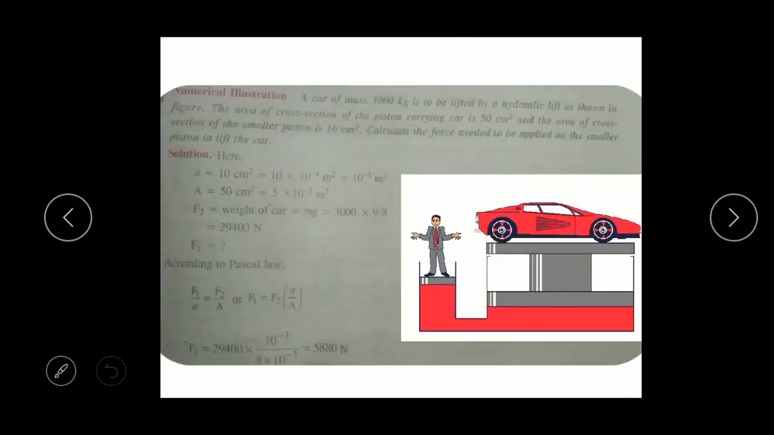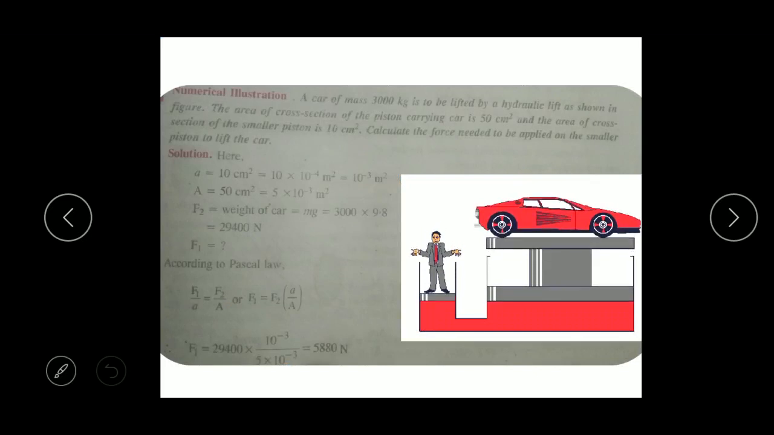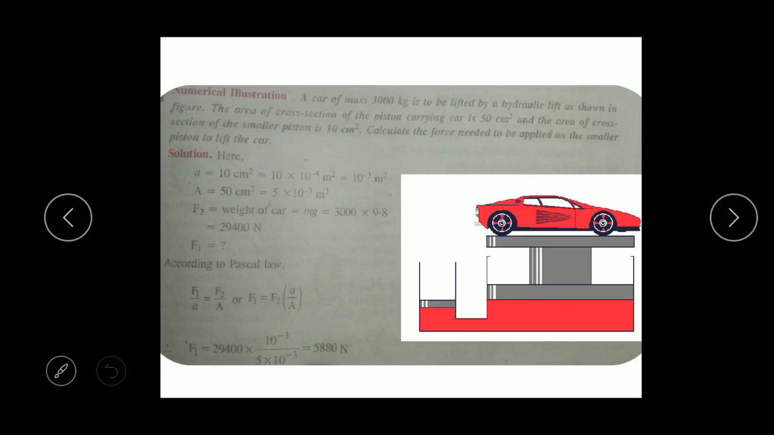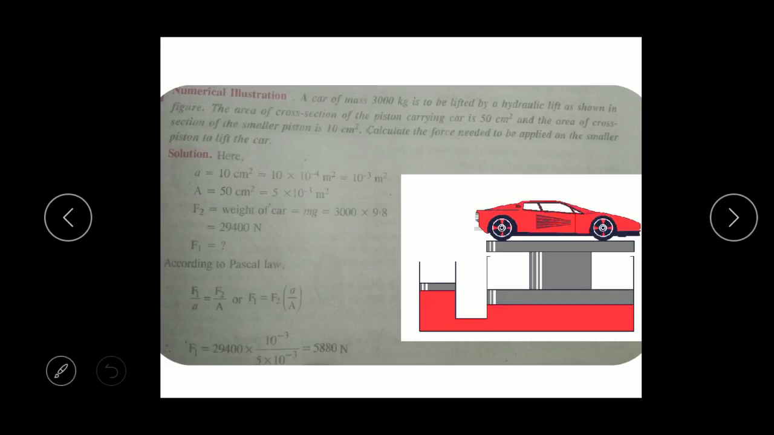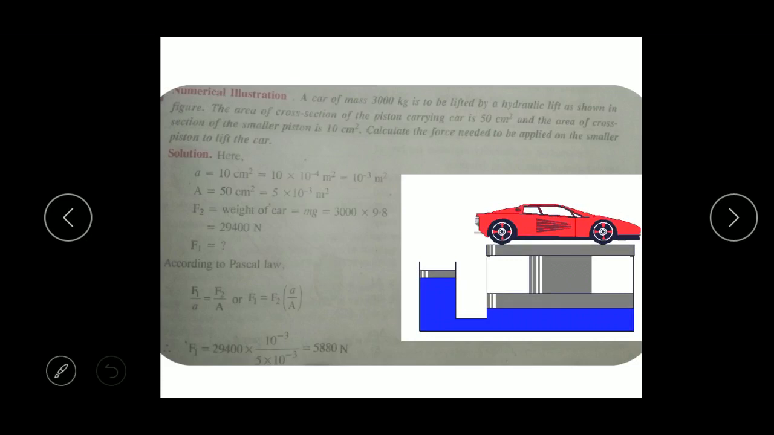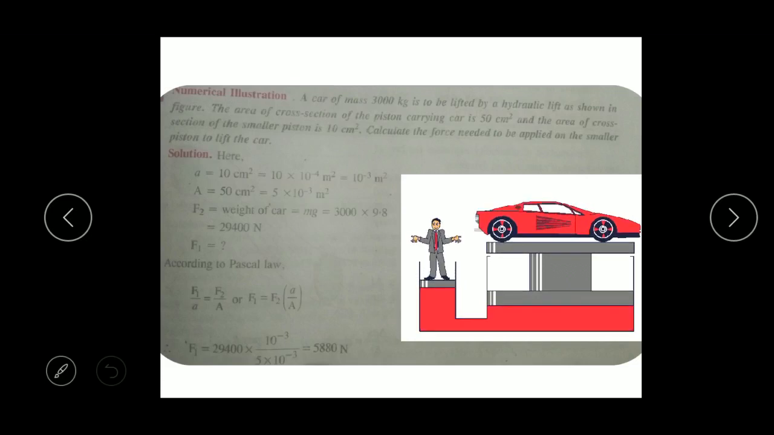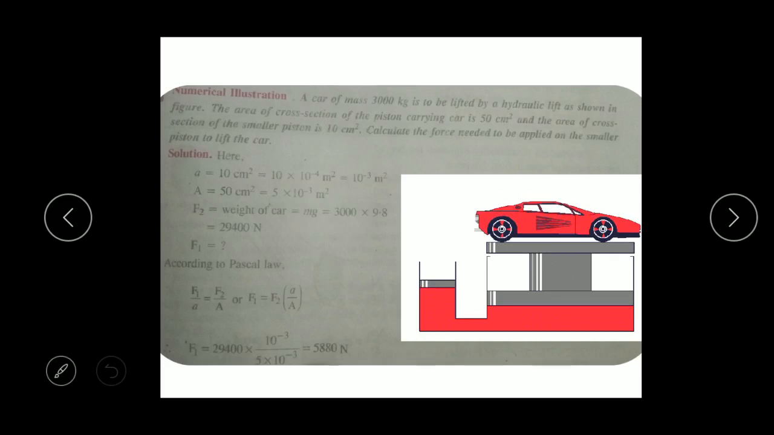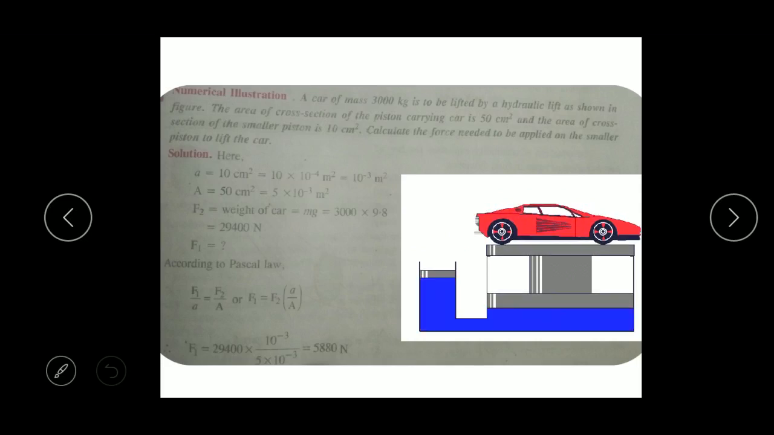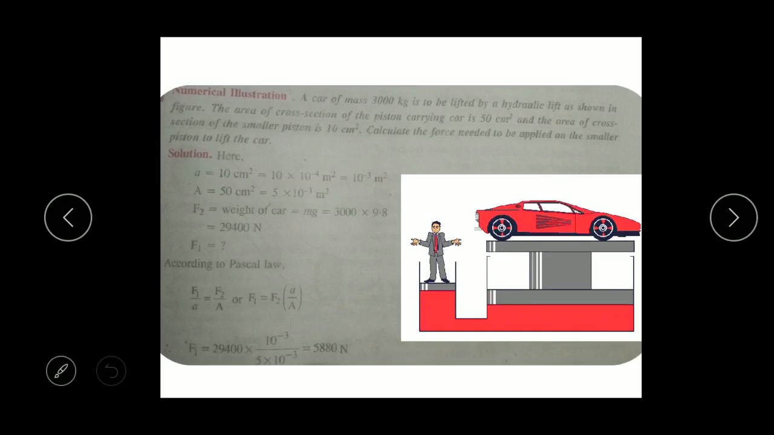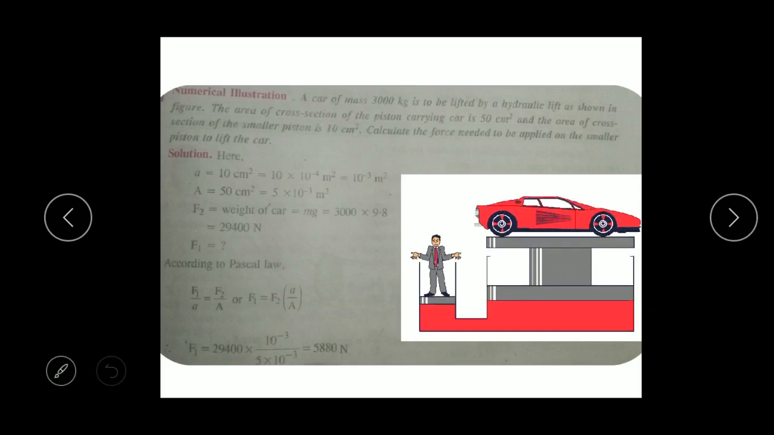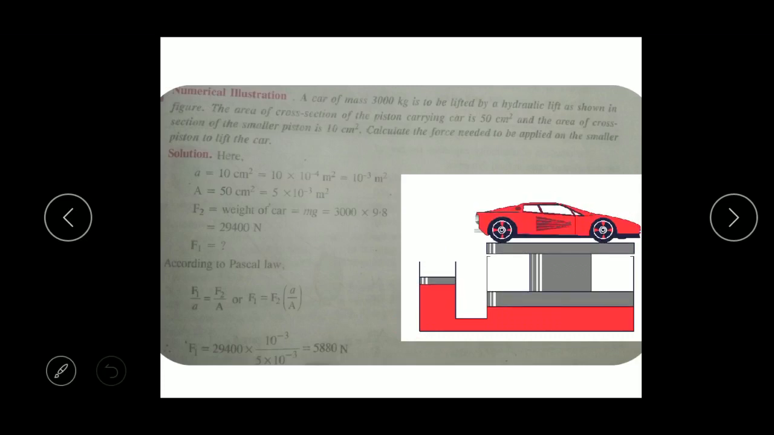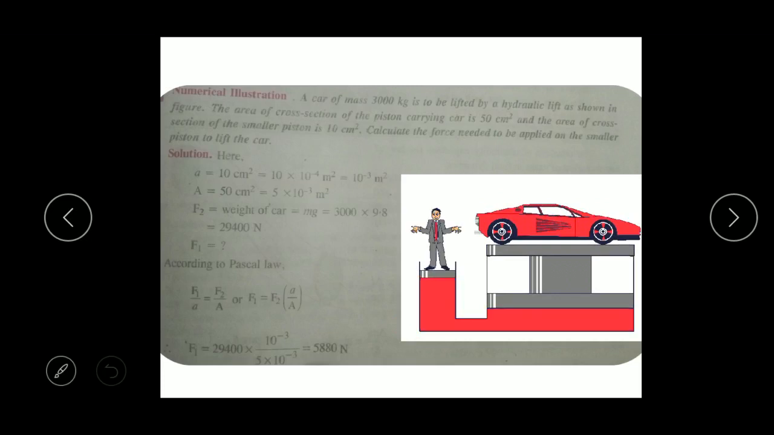Now let us solve one numerical based on the hydraulic lift. A car of mass 3000 kg is to be lifted by a hydraulic lift as shown in the figure here. The area of cross section of the piston carrying the car is 50 centimeter square, and the area of cross section of the small piston is 10 centimeter square. Calculate the force needed to be applied on the smaller piston to lift the car.